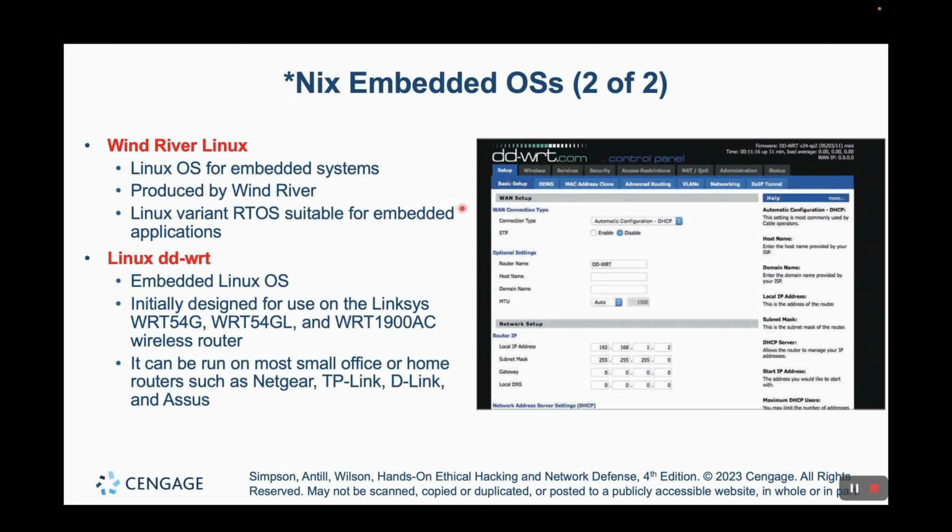Now, we already discussed Wind River Linux previously, and now let's talk about Linux DD-WRT. This is an embedded Linux operating system. You could find it in different small office or home routers, like Netgear, TP-Link, D-Link, and ASUS. And for Linksys, for example, these models utilize this type of embedded operating system. And here you could see a picture of the firmware configuration for it, right here.